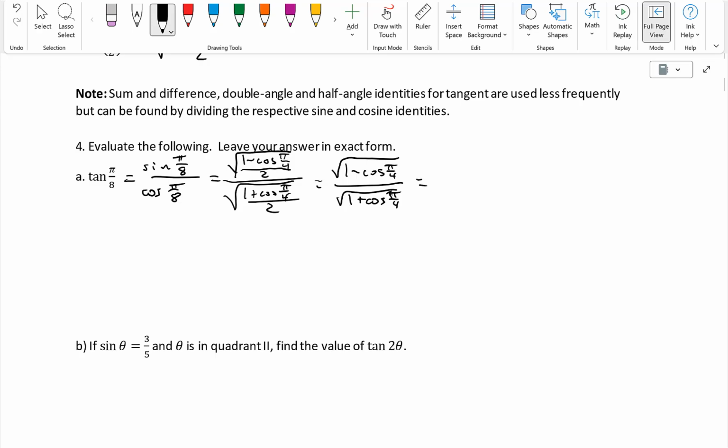Cosine of pi over 4 is going to be the same for both. We know it is a square root of 2 over 2.